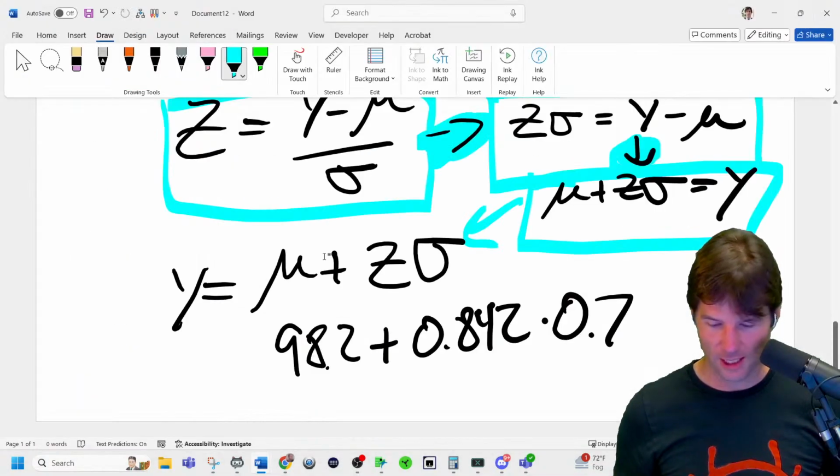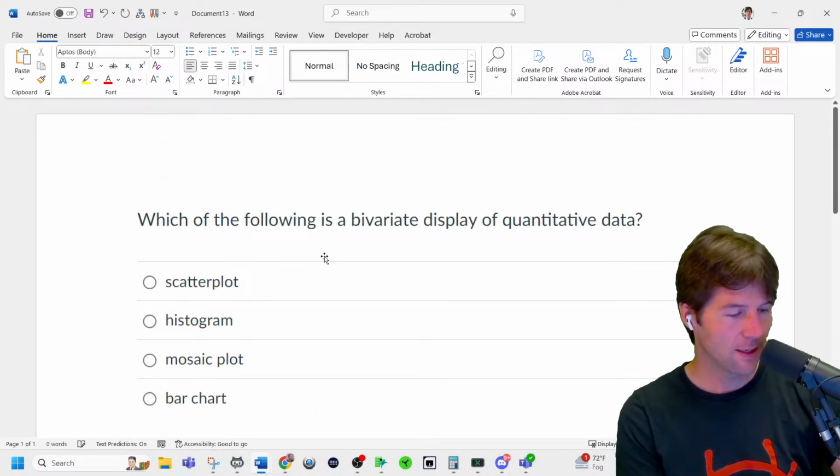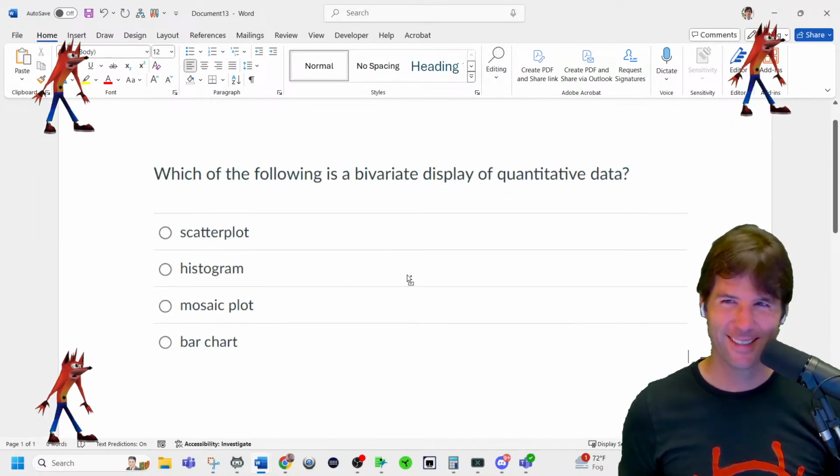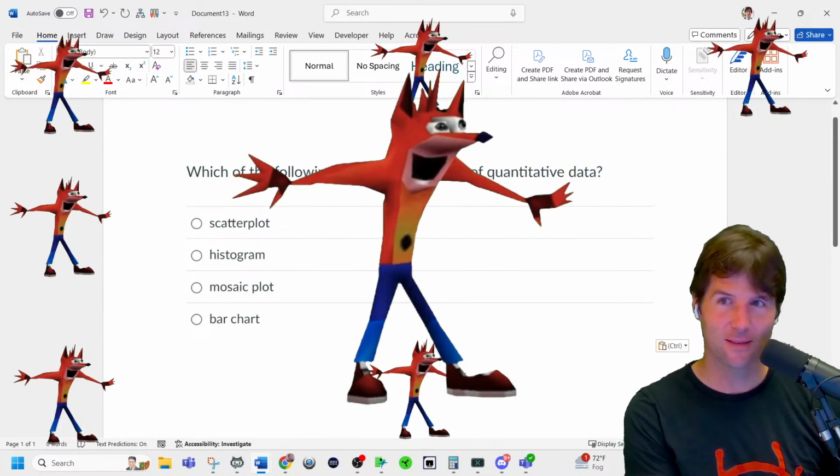So glad we got people swinging about it. I love it. It's not even Wacky Wednesdays. What are you doing, Crash? He's just being crazy.